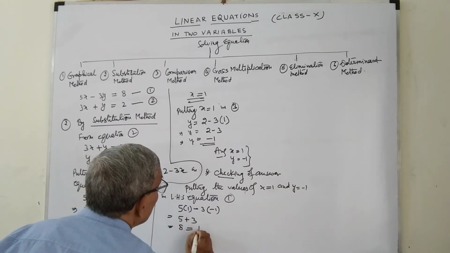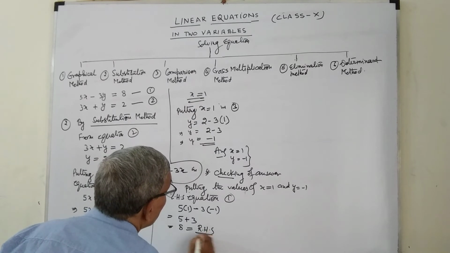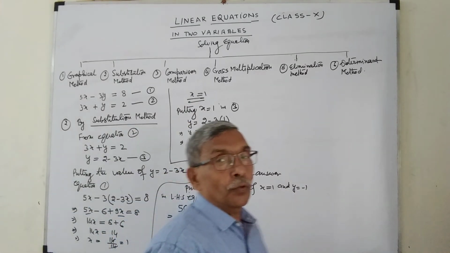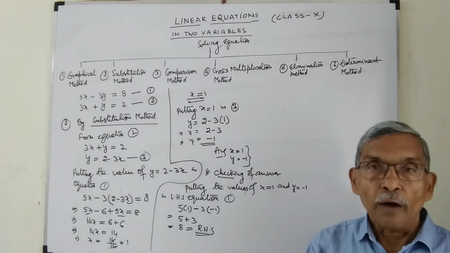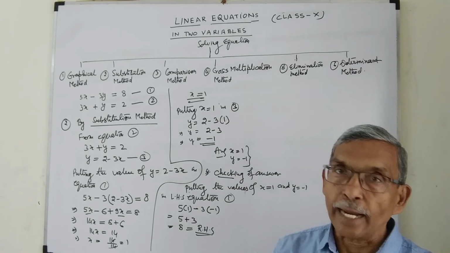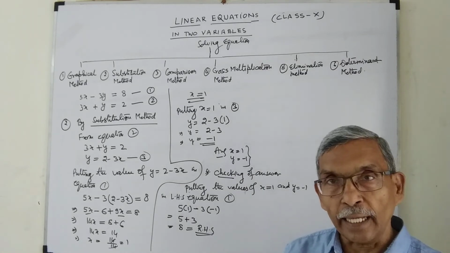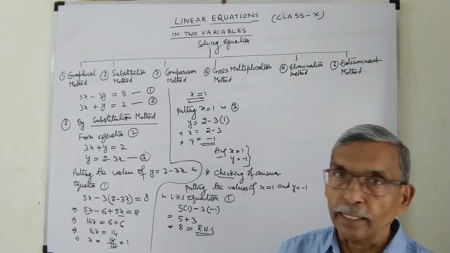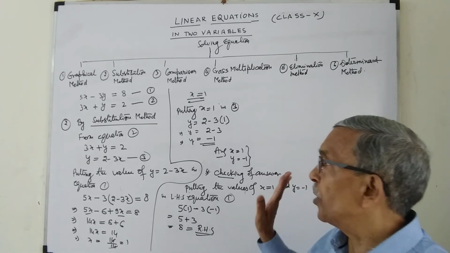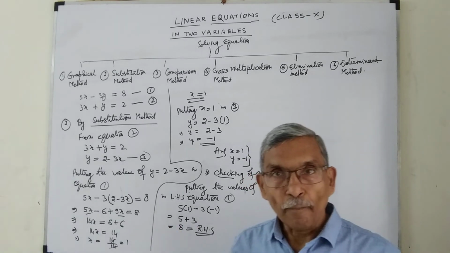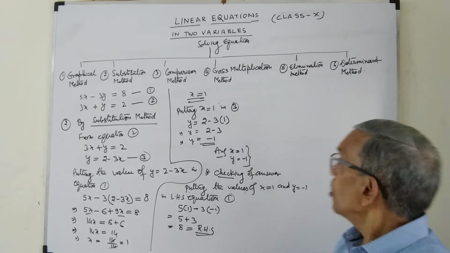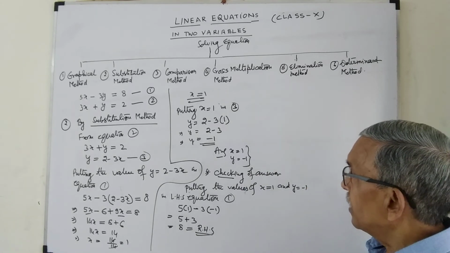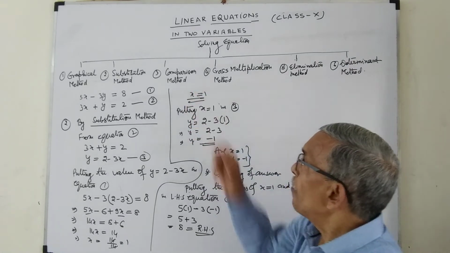This is equal to 8. This is the right hand side. So this is equal to the right hand side. It means the answer we got is right. This way you can boldly say that the answer is right. Otherwise, you will be wrong. I think this much is clear. Okay? Note it down. Let us solve this by the comparison method.